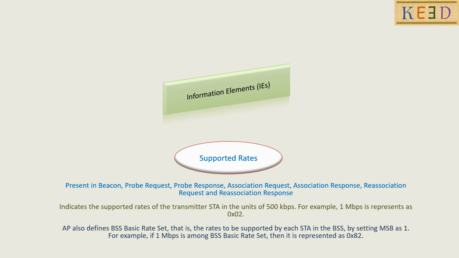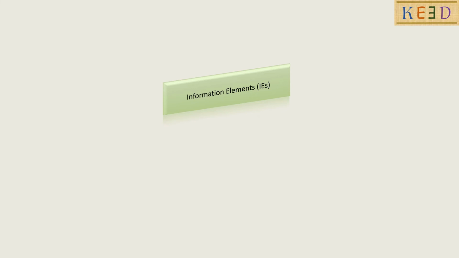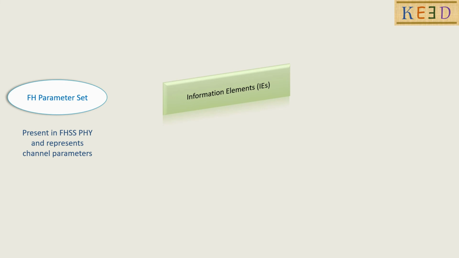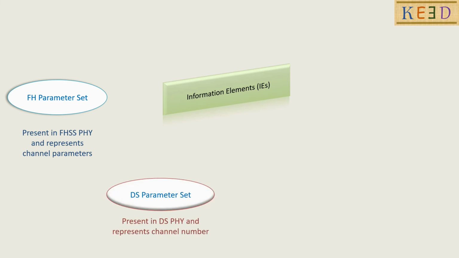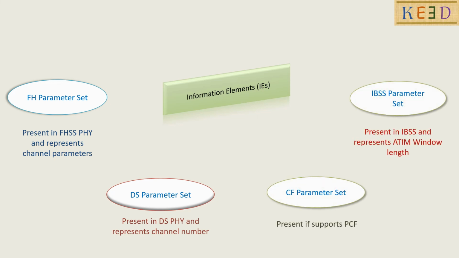We have supported rates that indicates the supported rates in the units of 500 kbps. This also indicates the BSS basic rate set by setting MSB as 1 corresponding to the rate. We have FH parameter set, DS parameter set, CF parameter set, IBSS parameter set.